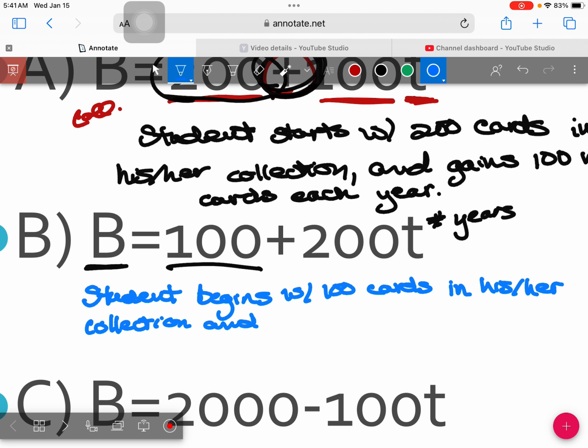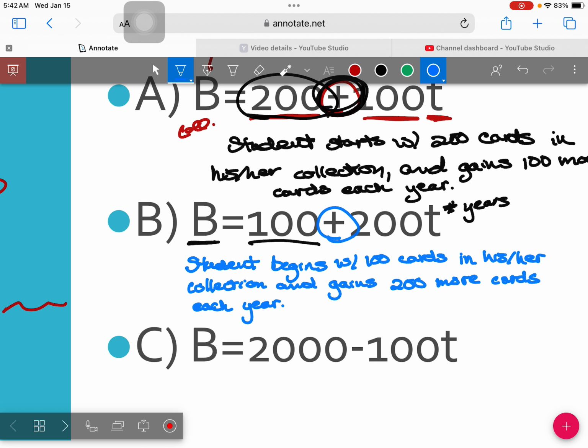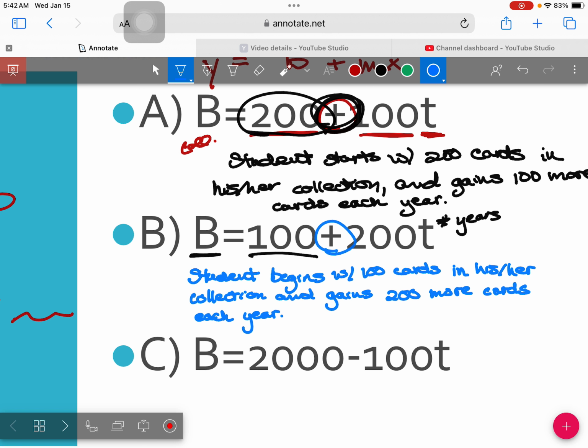And here's my plus sign, gains 200 more baseball cards each year. All right, so similar but with different numbers.